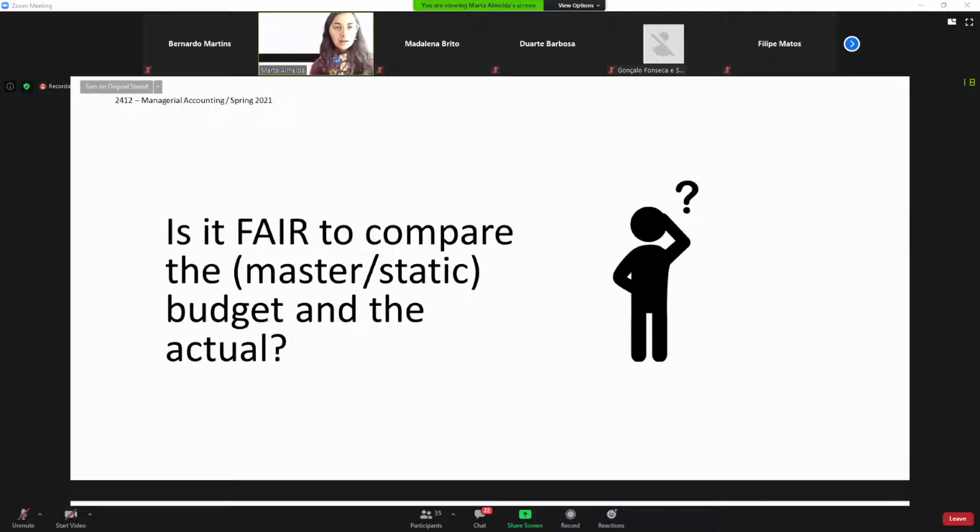So now we come to the question if it is fair to compare this budget that we made for 5,000 units with the actual P&L which we did for 6,000 units. Is it fair to compare both directly?